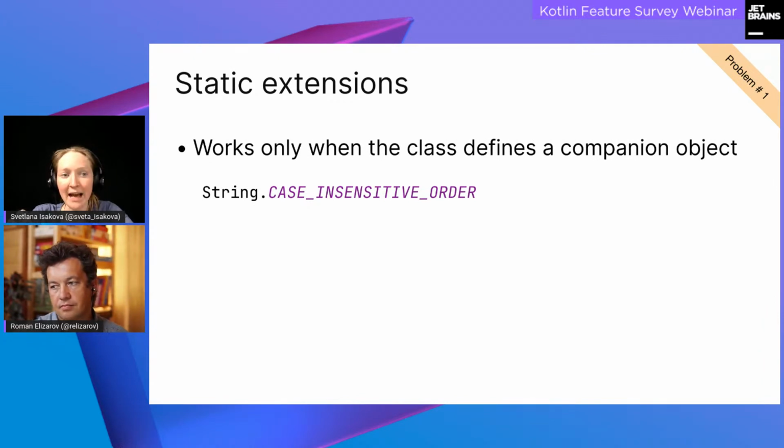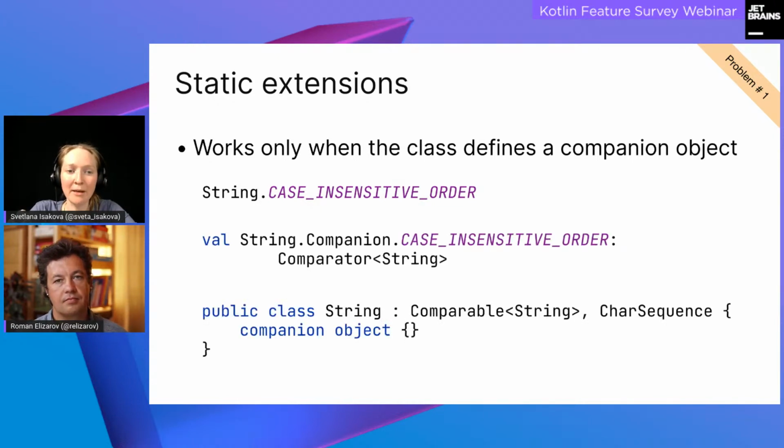So the problem is that, say you want to define a static extension or define a member as a static extension for a class. But in Kotlin, you can do it only if the class defines a companion object. You can't provide the same functionality for a third-party library class. It just doesn't work if this class doesn't have a companion object. So it's the only way, and often it's inconvenient.